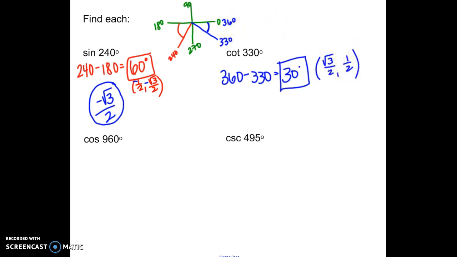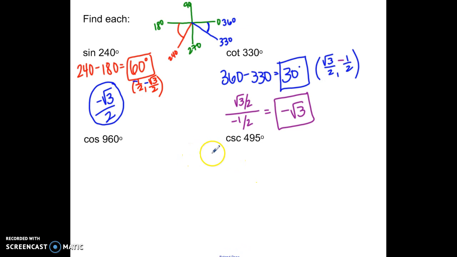Now I'm in the fourth quadrant, which means in this case a positive x and a negative y. So if I want the cotangent of 330 degrees, remember that that's going to be x over y. So we're going to do a positive root 3 over 2 over a negative 1/2, and we're going to end up with a negative root 3. So this would be our final answer for the cotangent of 330 degrees.